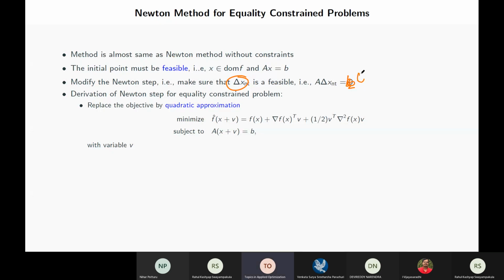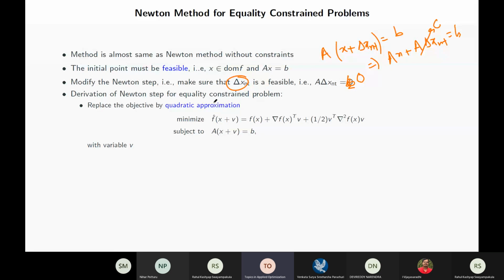No, that's fine. So AX must be equal to b, so that x plus delta x nt will actually be b. That will happen because this implies AX plus A delta x nt is b, so this must be 0. So the descent direction that you're choosing should be such that A times this must be 0.